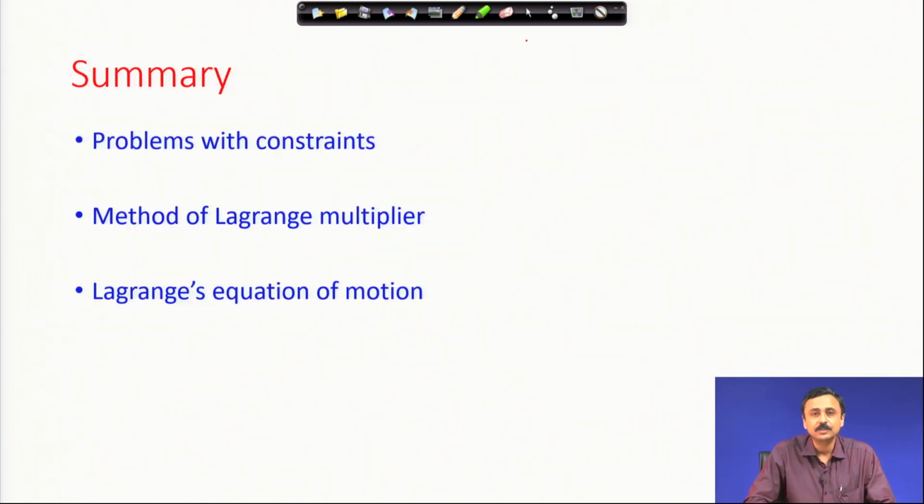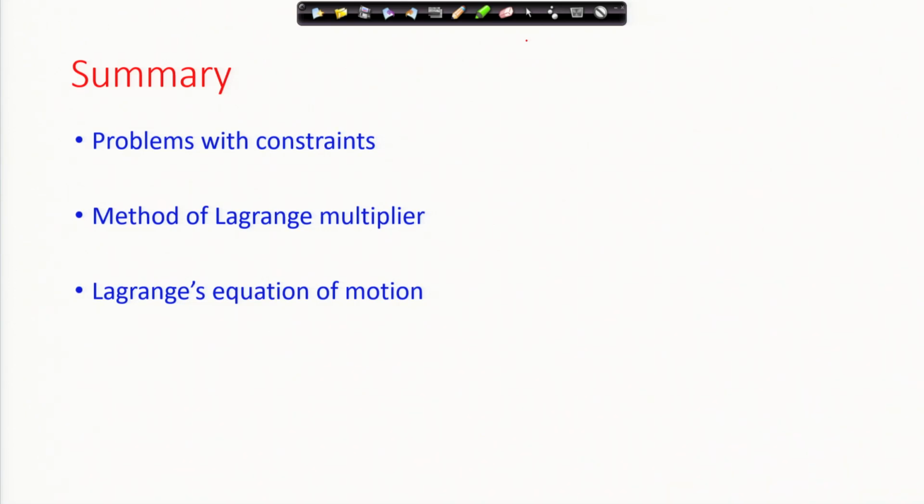So, let me summarize. We have looked at problems with constraints. We have introduced these constraints in our variational statement using the method of Lagrange multipliers, and finally, I have discussed how to obtain the equations of motion, how to eliminate the Lagrange multipliers using the constraints, and very importantly how to set the initial conditions of the system, satisfying the constraints in terms of the displacement as well as the velocity. So, with that I will conclude this lecture.